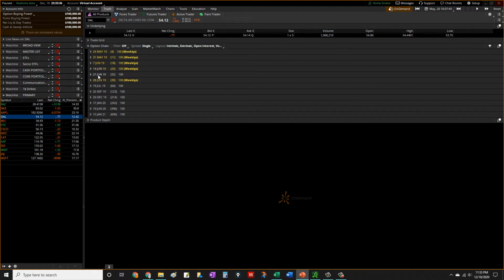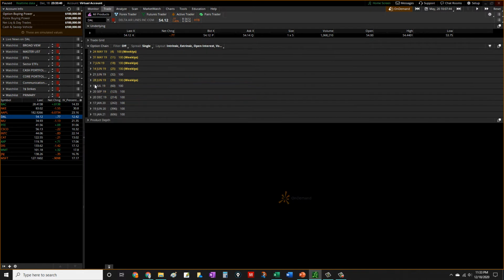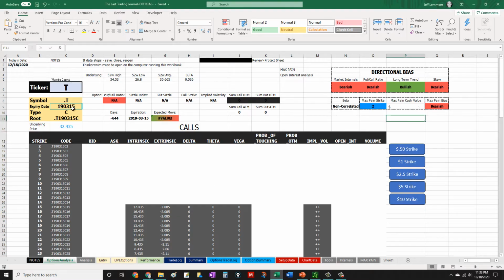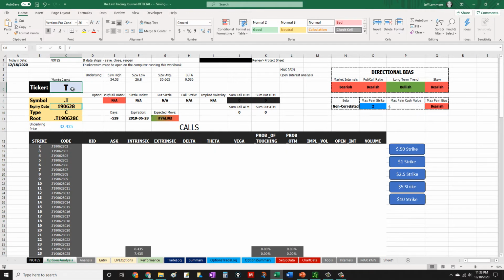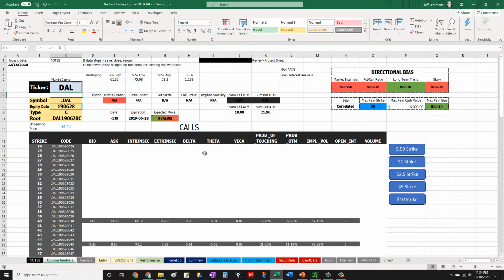And let's go ahead and, like I said, about 30 days out, we're going to use that to identify using our spreadsheet tool. So the way we have to write it in the spreadsheet tool is, it would be 190628. So let's go ahead and get that entered. Let's change the ticker to Delta. Give it a second to load up.